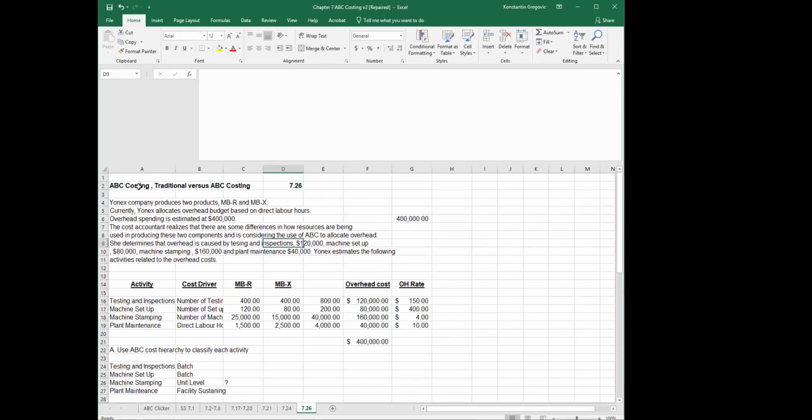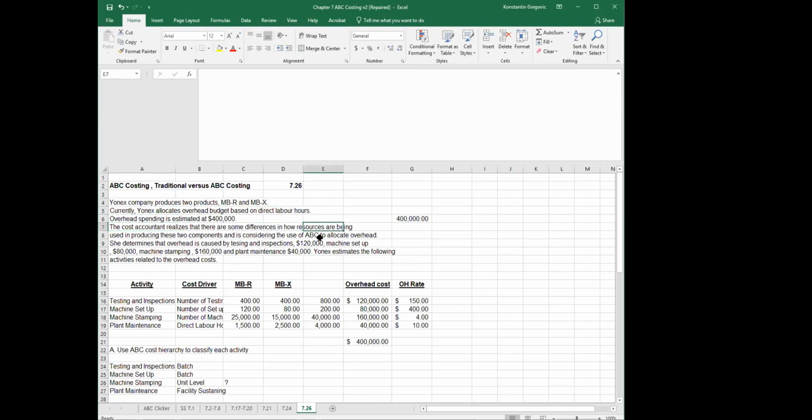So this is a good, basically ABC testing. We do a comparison between traditional and ABC. The company is called Yonex. They produce two products, MBR and MBK. So Yonex allocates overhead budget based on direct labor hours. We've got overhead spending at 400,000.